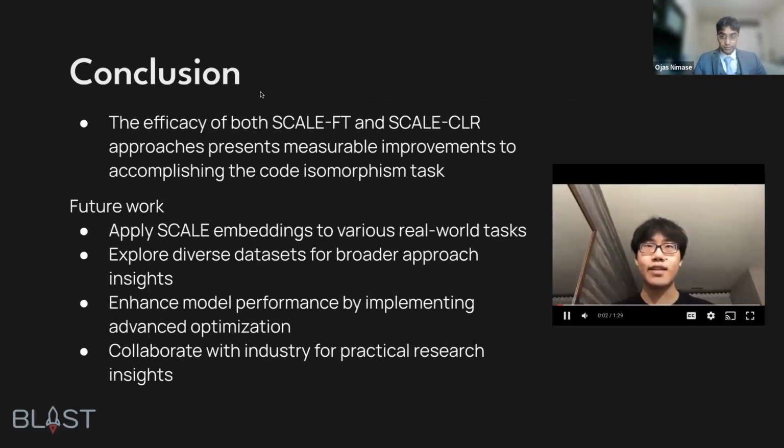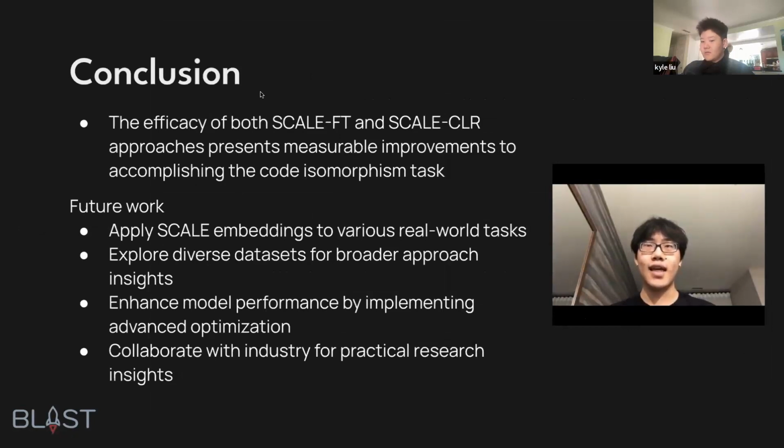Scale FT and Scale Clear achieve impressive accuracy in evaluating whether two code snippets are functionally equivalent or not. This efficacy presents promising progress towards the task of code isomorphism in the realm of NLP. Additionally, the insights derived from our exploration offer multiple avenues for future research and development. For instance, the embeddings generated by our models can be shown to capture the functional aspects of code snippets and can thus be utilized in various real-world applications.